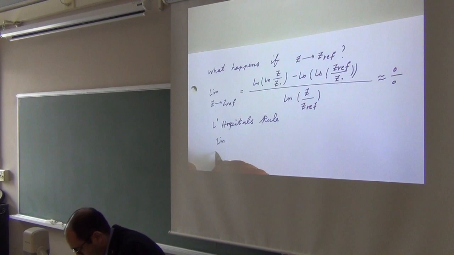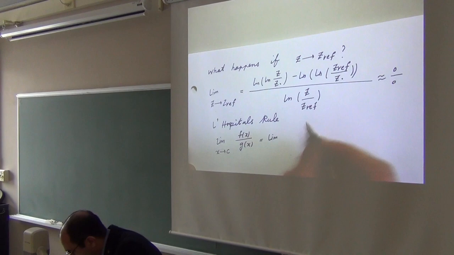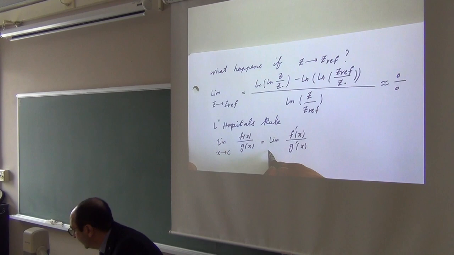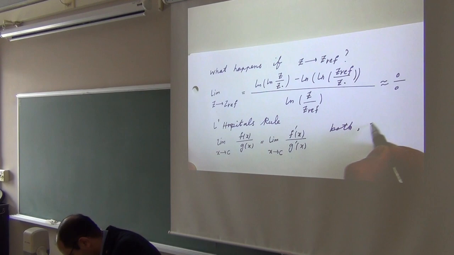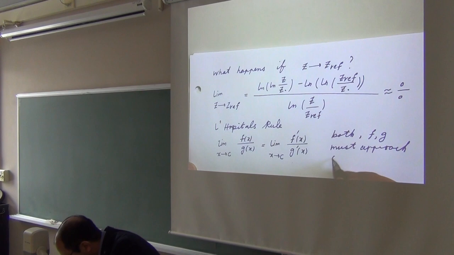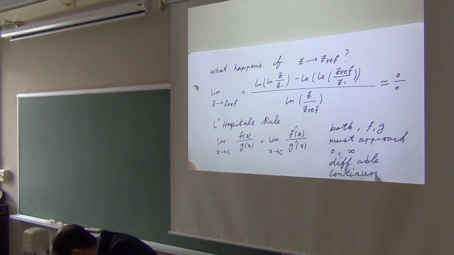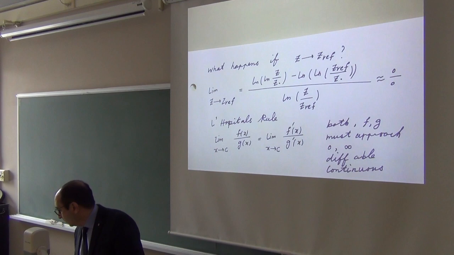Remember, if you take a limit of two functions, f of x over g of x, as x approaches some value, and both go to zero, this is also equal to the limit of f prime of x over g prime of x. That's the definition of L'Hopital's rule. But both f and g must approach 0 or infinity, they must be differentiable and continuous. These are the requirements for you to use L'Hopital's rule.